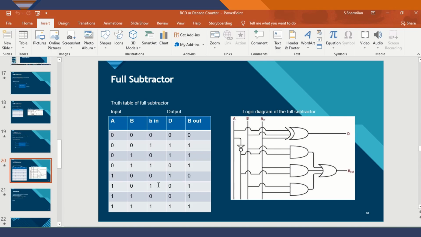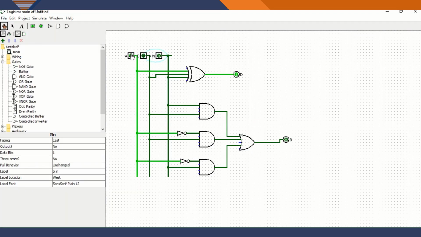Now I am going to check the sixth condition. A equal 1, B equal 0, B in equal 1. Now I am going to change A equal 1, B equal 0, B in equal 1. See, I have no borrow and my difference equal 0.